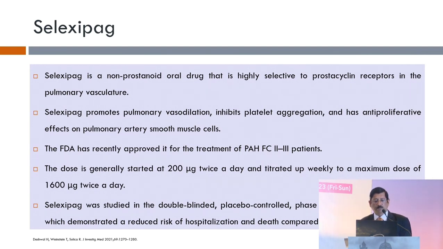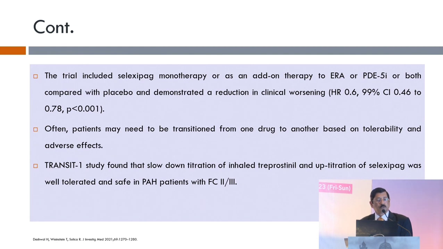It was studied in double-blind, placebo-controlled, randomized controlled trials, 3 of them, and the last one is the GRIPHON trial, which demonstrated a reduced risk of hospitalization and death compared with a placebo. The trial concluded that selexipag, as monotherapy or as an add-on therapy to endothelin receptor antagonists or PDE5 inhibitors, compared with placebo demonstrated a clinical reduction in worsening. This is very important. Initially, the drugs that we had only improved the exercise tolerance, but selexipag is one drug which retards this clinical worsening.